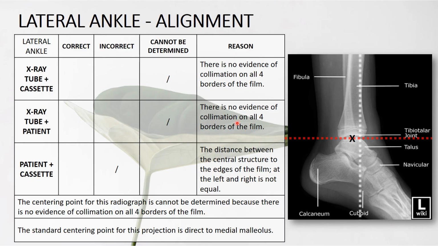For the alignment for lateral ankle, the alignment between the x-ray tube and cassette cannot be determined because there is no evidence of collimation on all four borders of the film. Also, the alignment between the x-ray tube and patient cannot be determined because there is no evidence of collimation on all four borders of the film. The alignment between patient and cassette is incorrect. This is because the distance between the center structure to the edge of the film on the left and the right side is not equal.